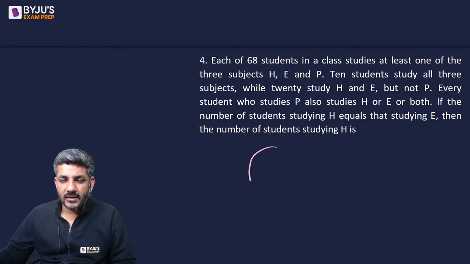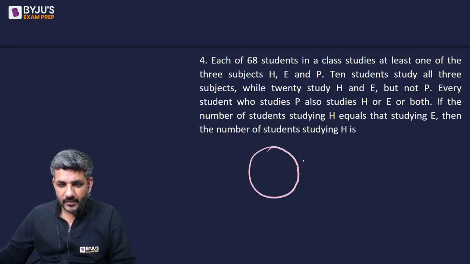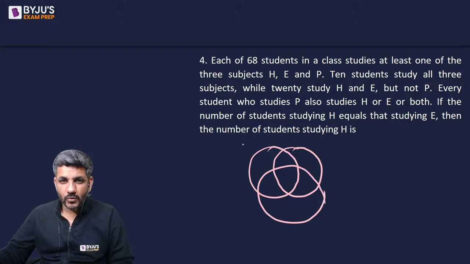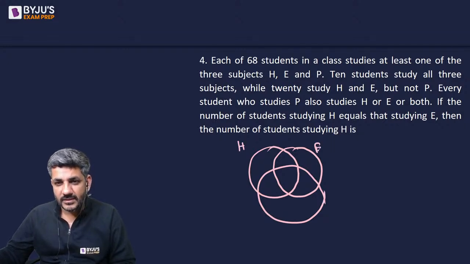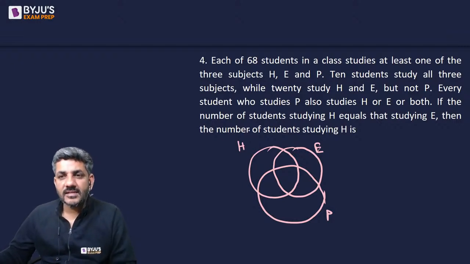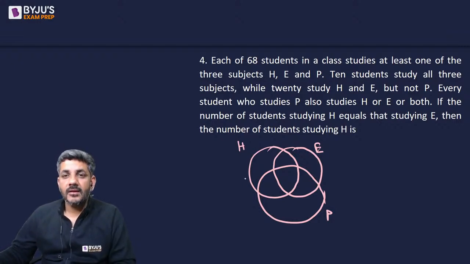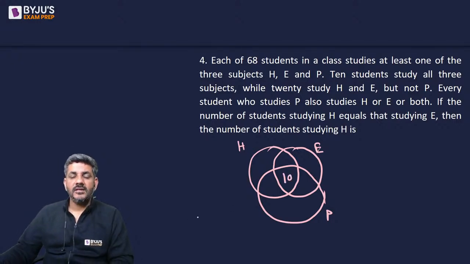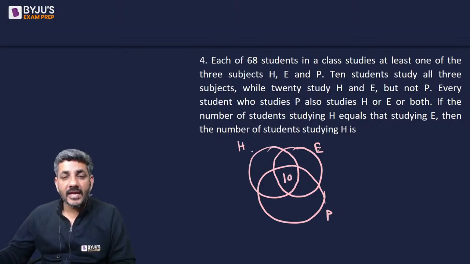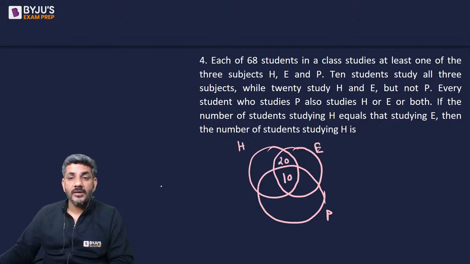So let me make a Venn diagram here. Okay, these are the three sets. So one is H, the other one is E, the third one is P. Each of 68 students in a class studies at least one of the three subjects. 10 students study all the three subjects. तो यहां पर आ जाएगा 10 students study all the three subjects, while 20 study H and E but not P. H and E but not P, that means this area is 20, H and E but not P.